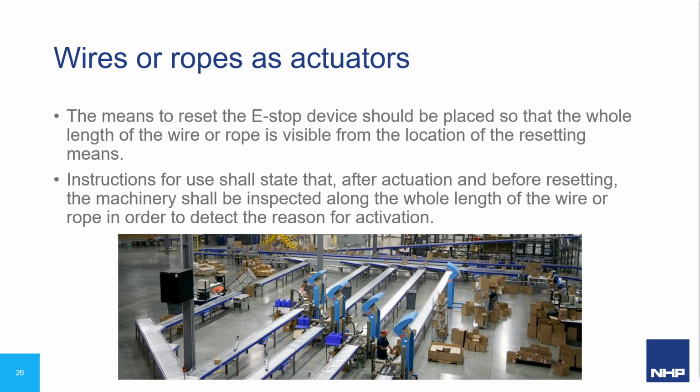For emergency pull wire switches, you need to ensure that the entire length of the rope actuator is visible from the reset location. But this is not always practical, as the rope can span long distances or bend around corners, or there may be other visual obstructions. So if it is not possible to adequately inspect the machine from the reset location, then you need to have instructions for use in place so that before reset is permitted, the entire length must be inspected.